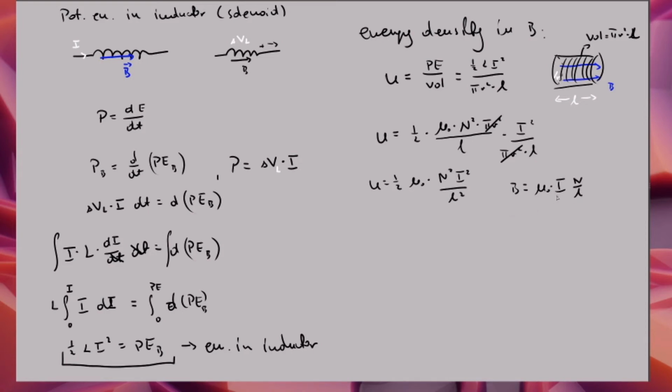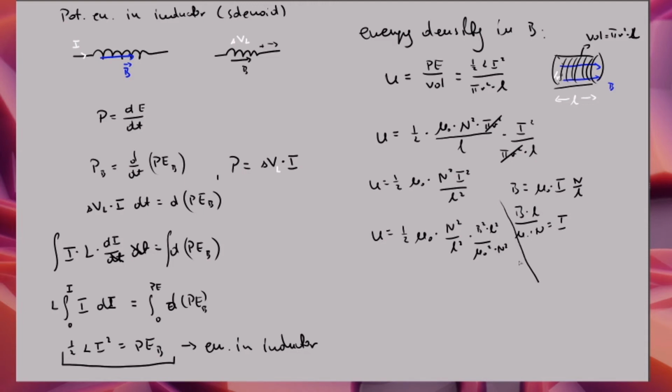And so then I can rewrite this as B times L over mu naught times N is I. I can take this expression and plug it into this expression for the energy density. And so I have U equals half mu naught times N squared over L squared times I squared. And so we get here B squared times L squared over mu naught squared times N squared.